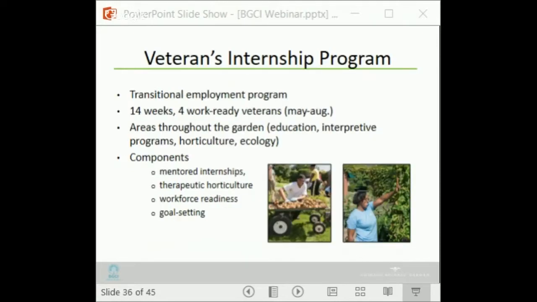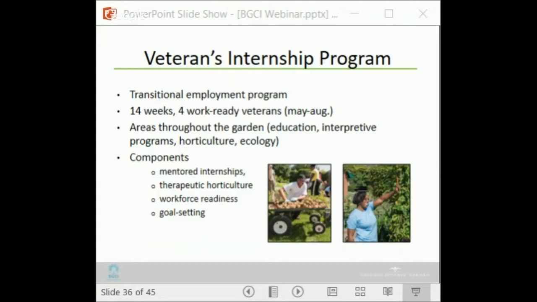Our Veterans Internship Program is the next step in the process. This is a transitional employment program for vets who have completed their therapy and who are work ready. These are military service members who've returned from overseas and are reintegrating into civilian life. So this combines job search training, pre-vocational internships, and therapeutic horticulture that helps individuals transition into the workforce.